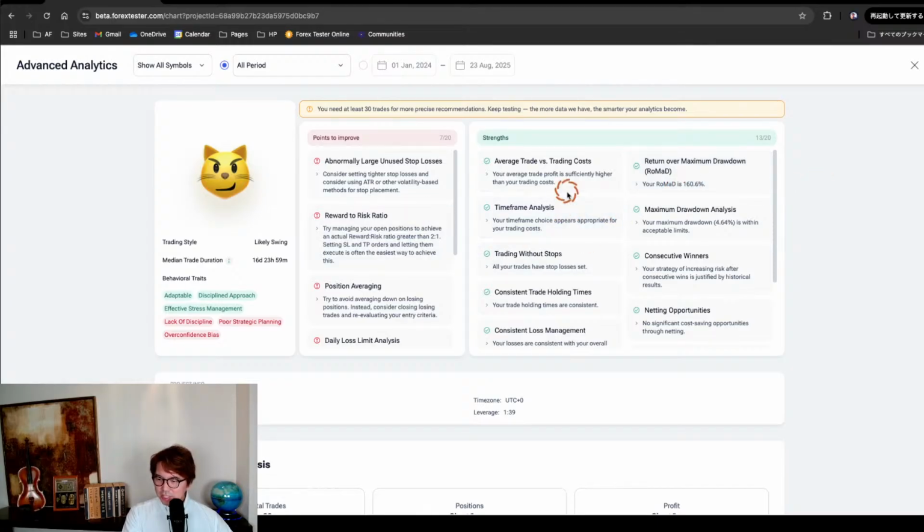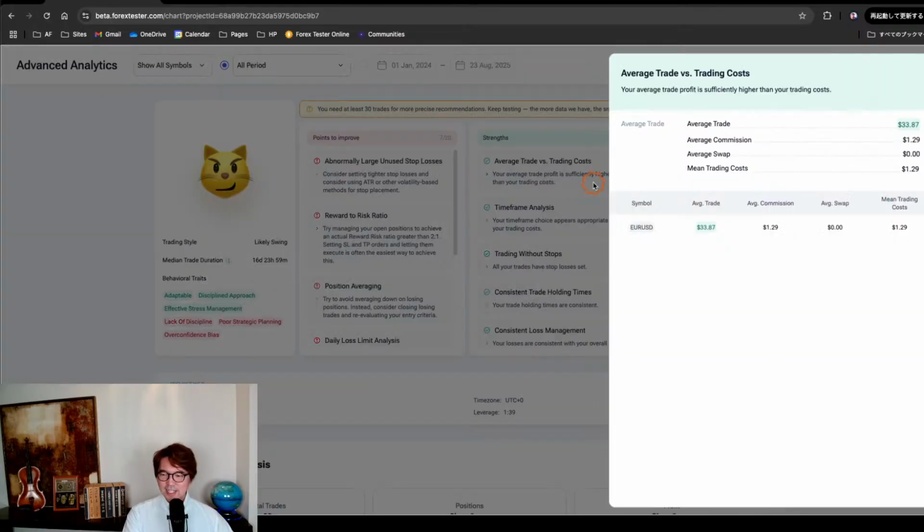So there's a list of the comments over here, and if you click one of these comments, you get more details. For example, a strength of my trades so far is average trade versus trading costs. Your average trade profit is sufficiently higher than your trading costs, which is good. So I'm making profits. If I click on this one, you get more details in numbers. I get an average trade of $33.87, and average commission $1.29, and mean trading costs $1.29. So you get the stats like this.